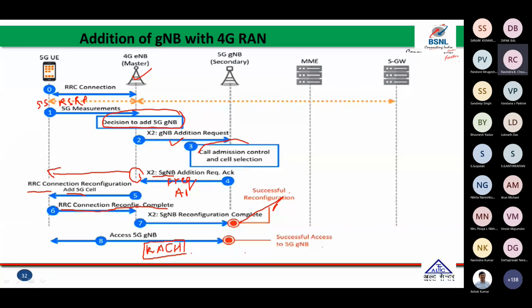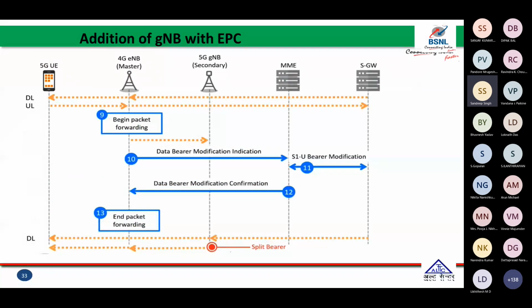Okay, sir. Thank you, sir. Okay. Now that is the gNodeB added in the 4G RAN. Now the addition of gNodeB with the EPC. EPC means the 4G core. This first one you see here, na? The data connection between the eNodeB and the 5G capable UE, and eNodeB to the core network, is already set up. That I have already discussed, na?